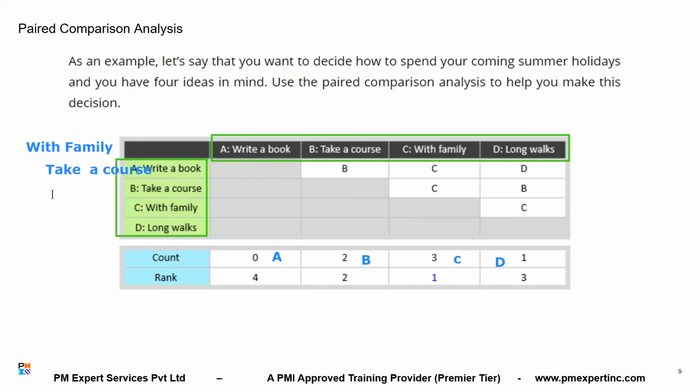Second is B. Third one is same with family, right? And the last one is what? No. Third one will be long box. Sorry, my mistake. Third one will be long walks, right?